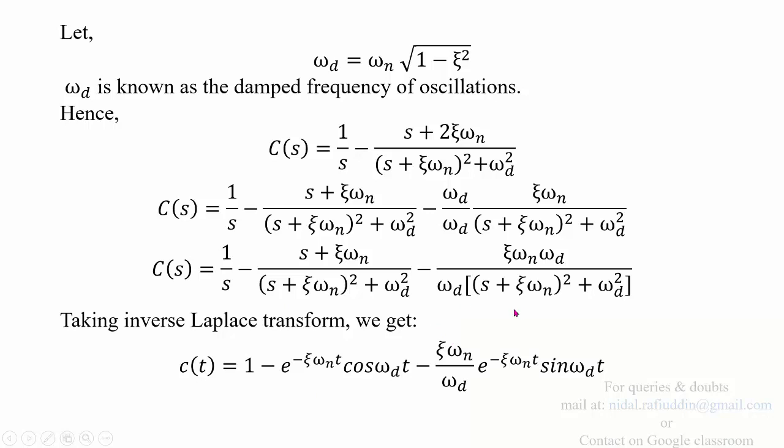Then again you have another form, e raised to the power minus at times f(t), the Laplace transform of which is omega d over (s plus zeta omega n) whole square plus omega d square. If you take the Laplace inverse of this, you get sine omega d t times e raised to the power minus zeta omega n t, and then you have a remaining term, zeta omega n by omega d, which is written here. So I guess this is clear.